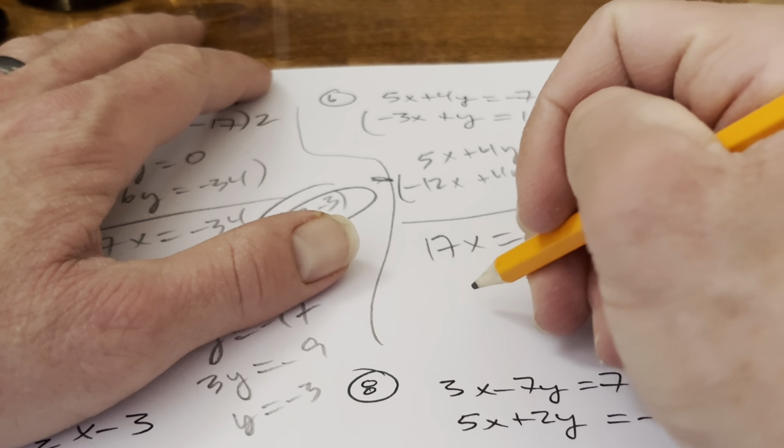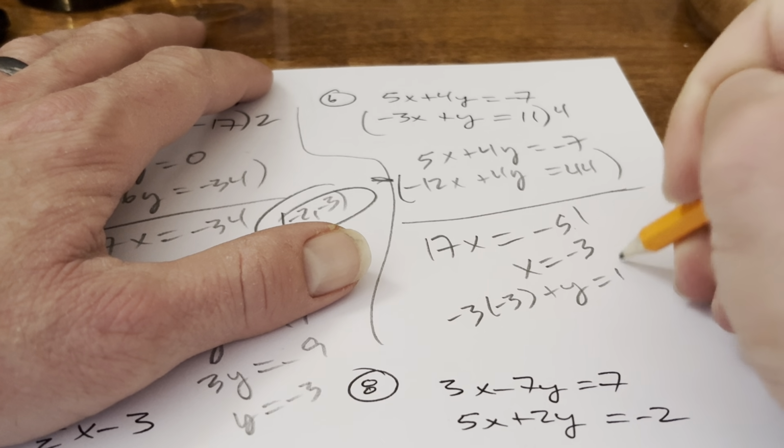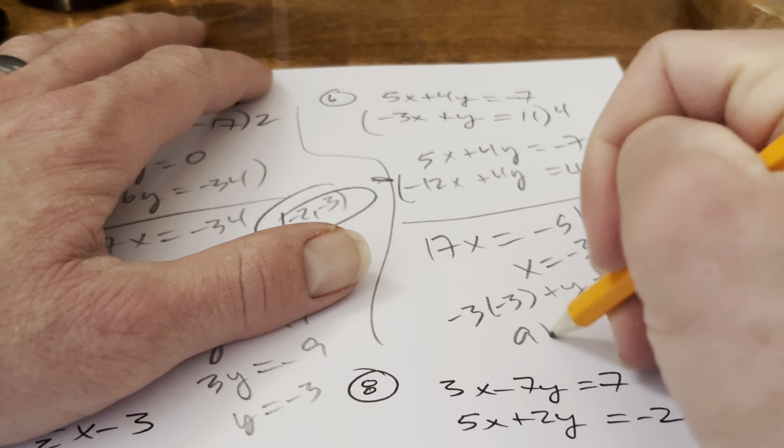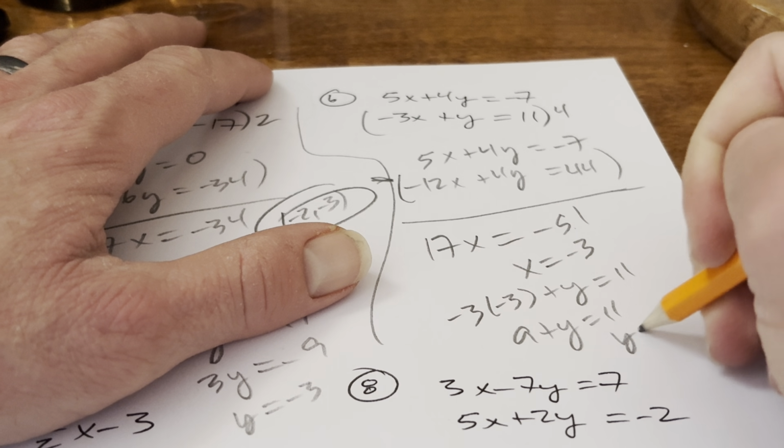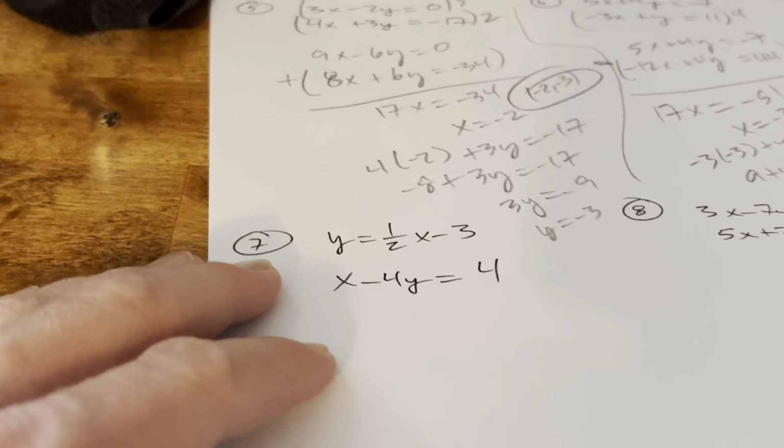Then I'm going to use that bottom equation. Negative 3 times negative 3 plus y is 11. 9 plus y is 11. Y is 2. Negative 3, 2. Okay. Oh, my goodness.